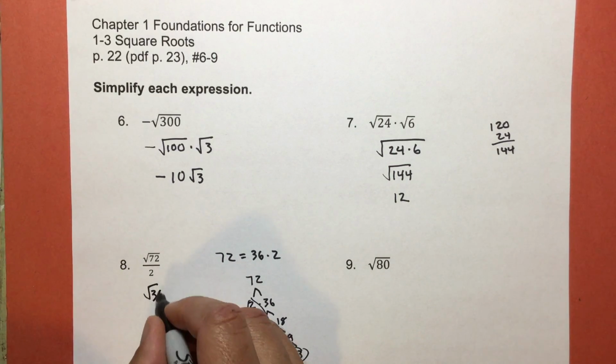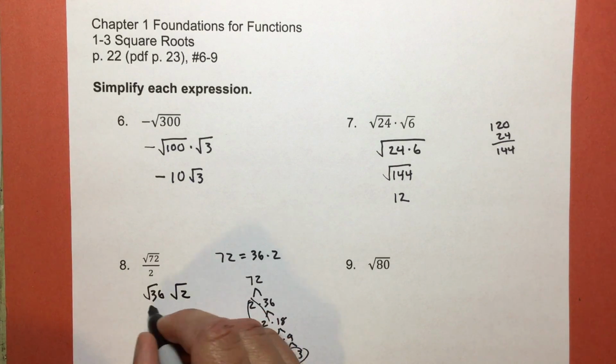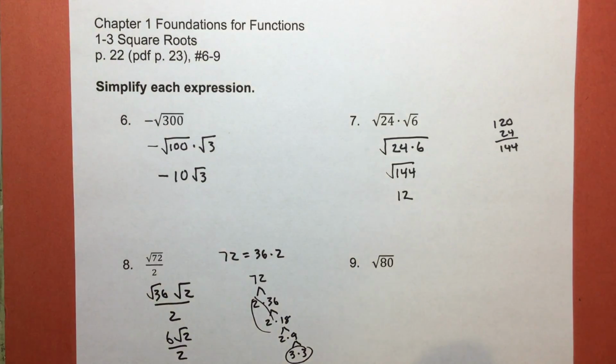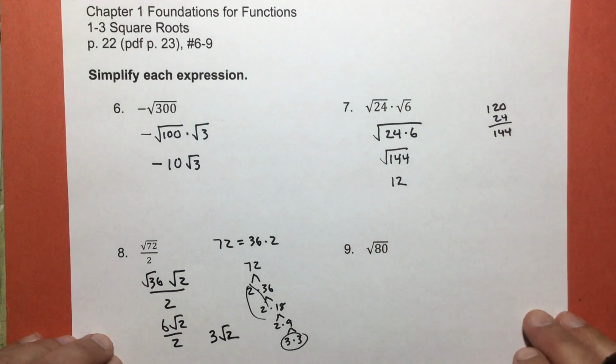square root of 36 times square root of 2 divided by 2. And that's 6 times the square root of 2 divided by 2. And finally, I can go ahead and simplify this. 6 divided by 2 equals 3. So that's 3 times the square root of 2. And that's as simplified as it's going to be. I'll move that up so you can see it.